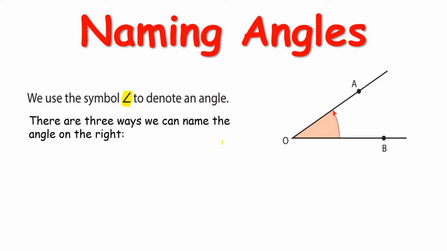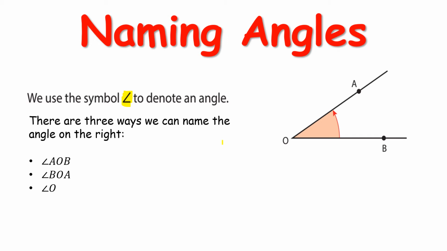And how we could name this, and there are 3 ways. It could be named angle AOB, so going from A to O to B. So that is how it will be drawn. Or it could be called angle BOA, because that's another way I could draw it. I go from B to O and then to A. So that's the second thing we could name it.